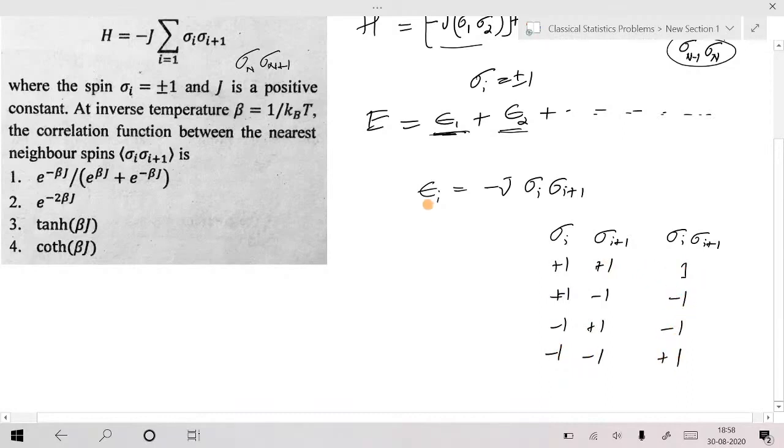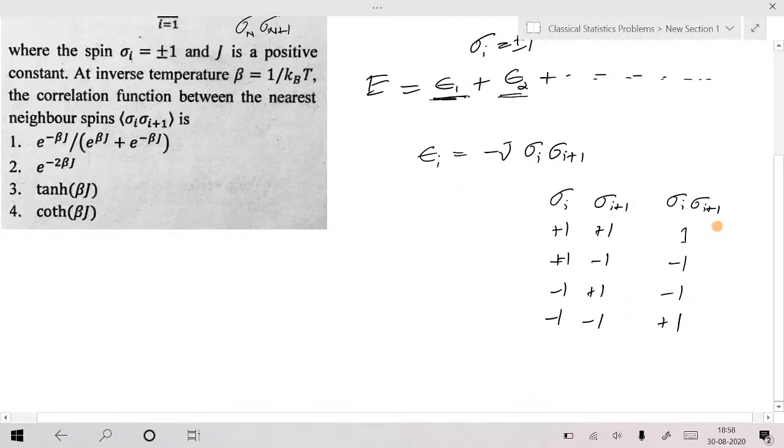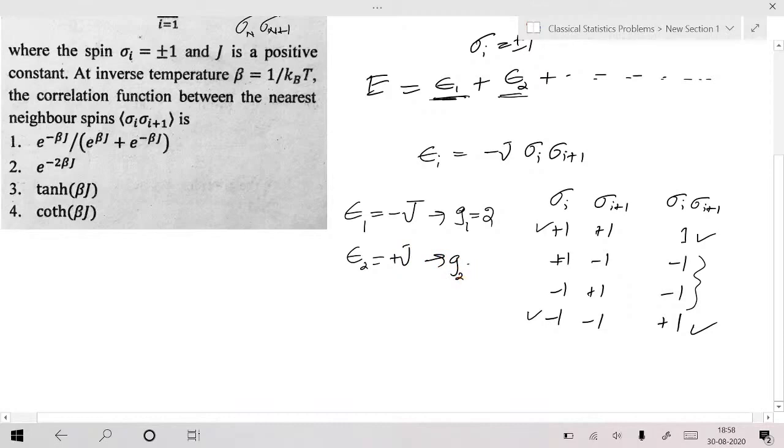So you got two positive products here, corresponding to, let me call that one E1, minus J, when this is plus 1, but its degeneracy is 2. You have 2 microstates corresponding to this one. G1 is equal to 2. So E2, corresponding to these two, is equal to plus J. Its degeneracy G2 is equal to 2.